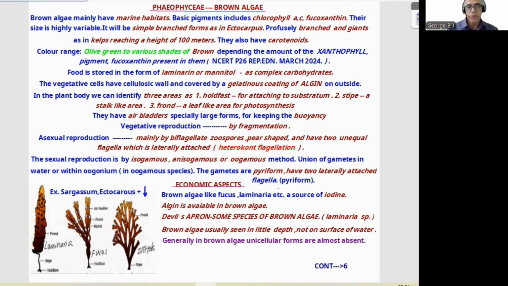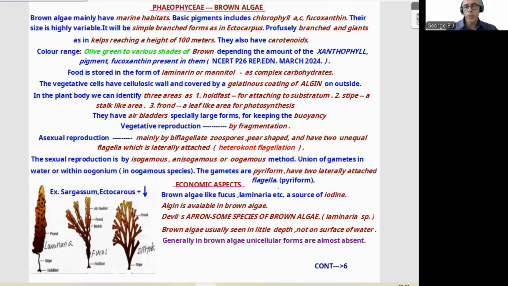Food is stored in the form of laminarin and mannitol as complex carbohydrate, NCERT. Vegetative cells have a cellulosic wall covered by a gelatinous coating of algin. In the previous case, it was pectin. Here it is algin on the outside. In the plant body, we can identify three areas, three zones.